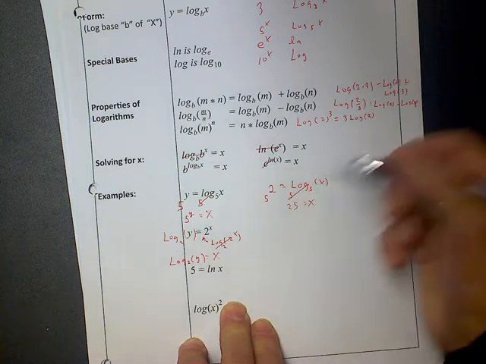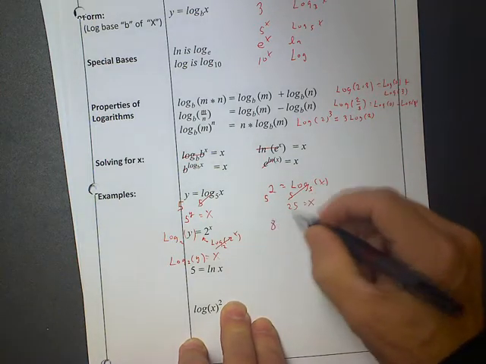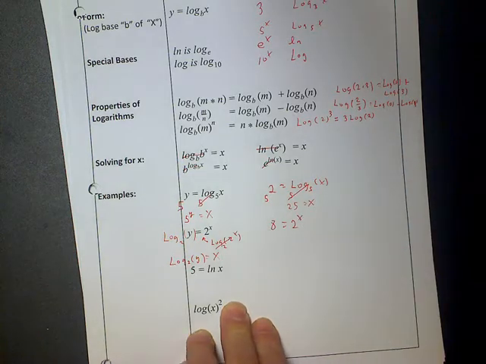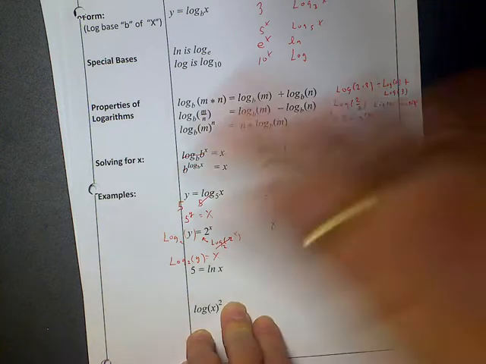If you wanted an example with numbers, 8 equals 2 to the x. You should know the answer to this already. What is x going to be? Try again. 3. There we go. Yep. 2 to the 4 is 16. 2 cubed is 8. Let's see if we get that answer.